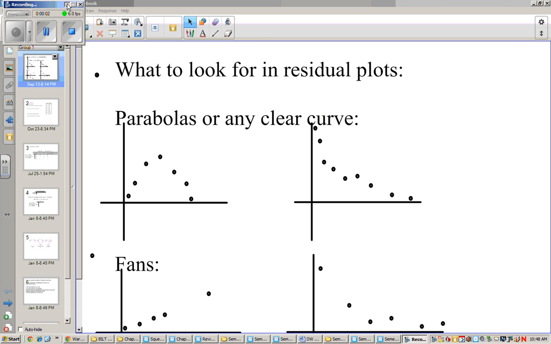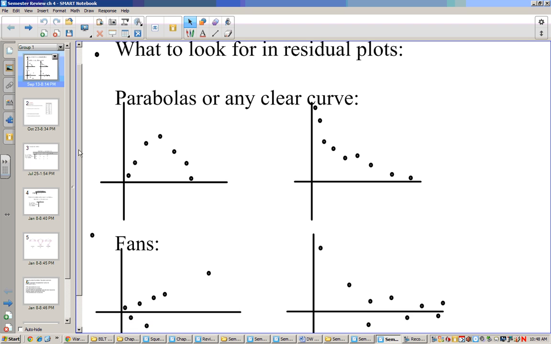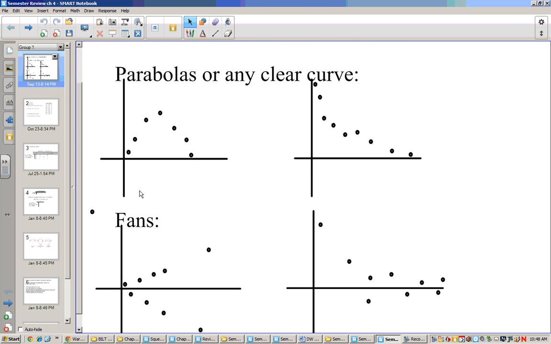All right, Chapter 4. In Chapter 4, we dealt with nonlinear data, and when we looked at this, we wanted to look at the residual plots. In our residual plots, if there was any parabola or any kind of curve, we didn't like it, or if there was any big fan, like if it was really close together on the bottom and wide apart at the end, or opposite, we didn't like that either. But mainly we were just looking for curves.